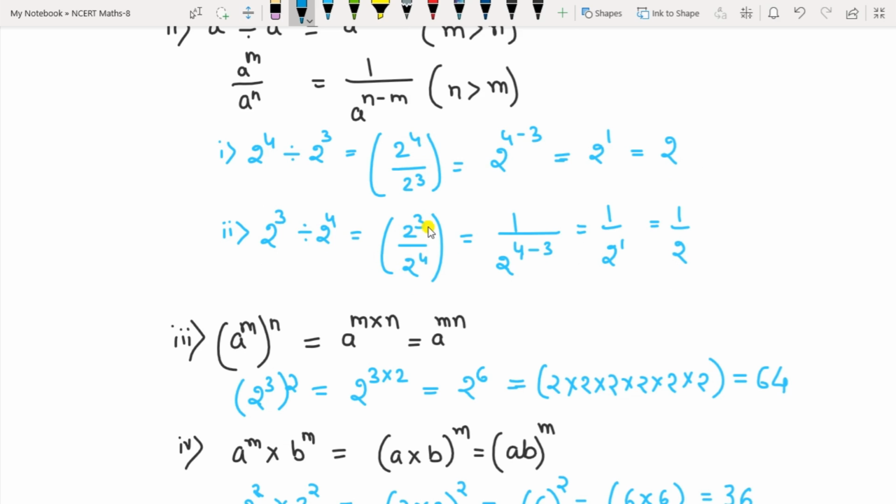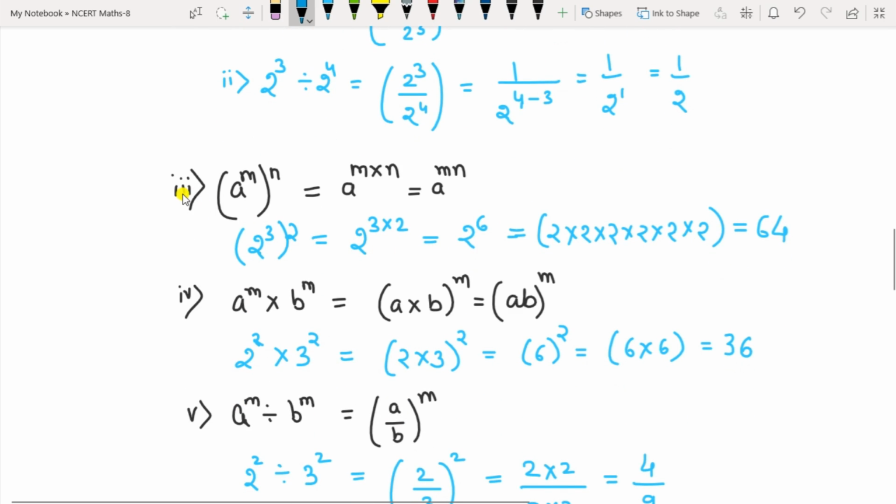And similarly 2 raised to 3 upon 2 raised to 4. So 4 is greater there, so 3 will come down. So it will be 1 upon 2 raised to 4 minus 3. The answer is 1 upon 2 raised to 1, that is 1 upon 2. So that is a lot of difference between 2 and 1 upon 2.